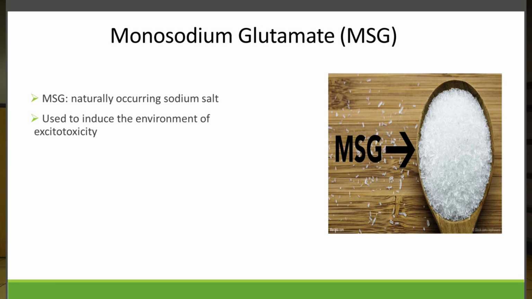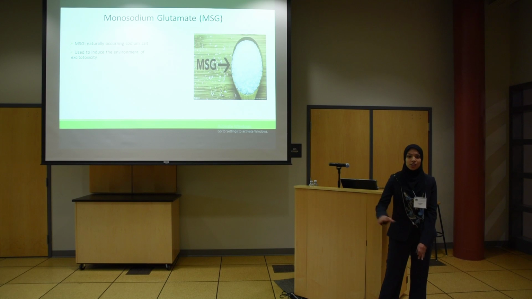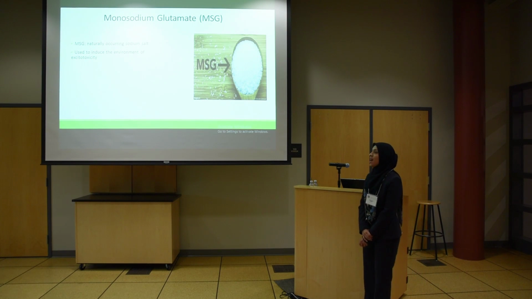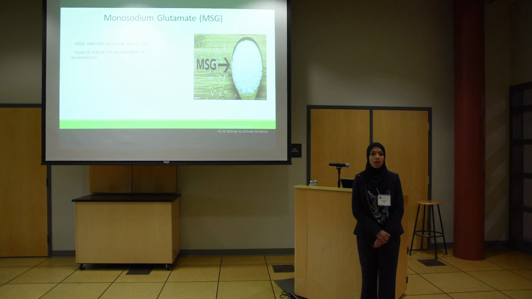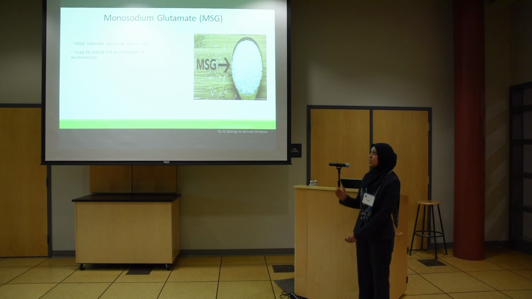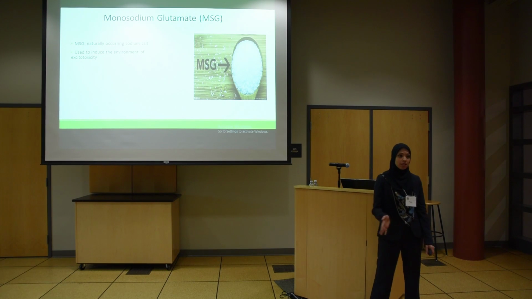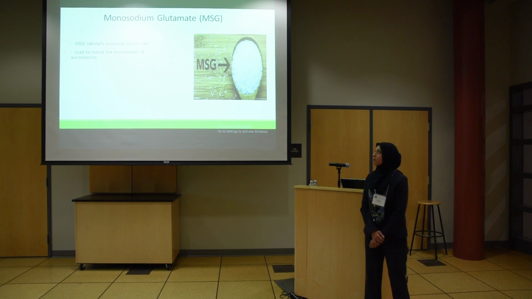So in order to do this, we utilize monosodium glutamate, or MSG, which is a naturally occurring sodium salt. And we use MSG as a way to induce the environment of excitotoxicity. In no way, shape, or form did we use MSG as a way to see how it impacts the auditory system. We used MSG as a way to create this environment of excitotoxicity.